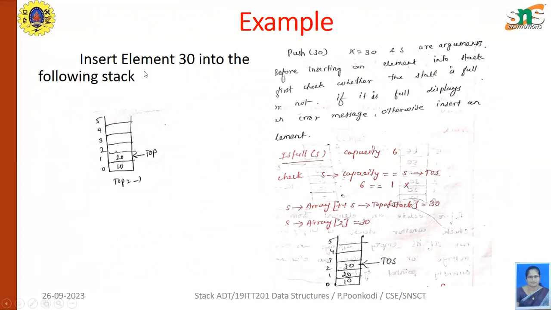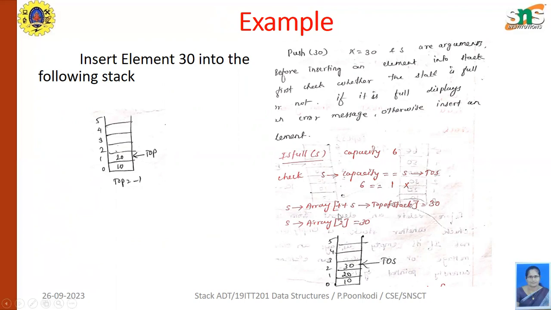If I would like to insert element 30 into the following stack, what would be the procedure? First, we give push of 30. We have to ensure whether the stack is full or not. Our stack capacity is 6, so we check whether the top of the stack equals the capacity. The top of the stack is pointing to 1, so the condition fails, not equal.